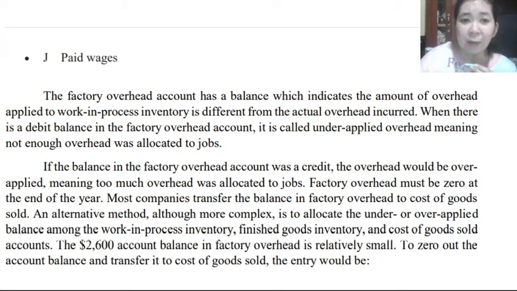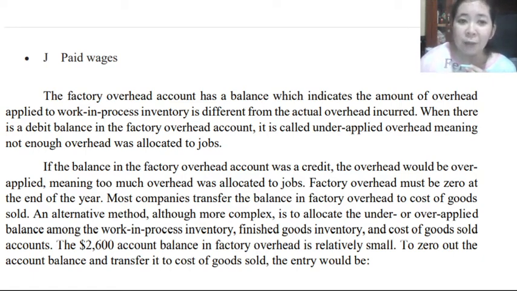On the other hand, if the balance of our factory overhead account is credit, this means that there is over application of factory overhead, meaning too much overhead was allocated to the job. So factory overhead must be zero. This is the ideal at the end of the year. But most companies transfer the balance in factory overhead to cost of goods sold, meaning cost of goods sold will absorb the factory overhead cost.